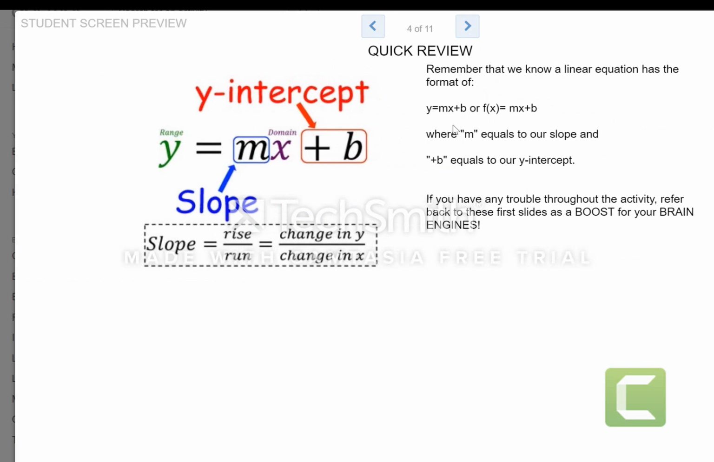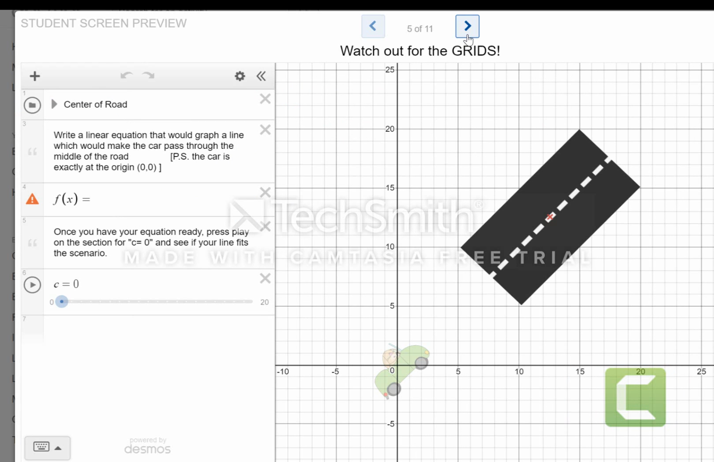And for the linear equation, I decided to include the form, instead of y equals mx plus b, the one that has f of x equals mx plus b, because this is the one actually used throughout the slides. So then in the fifth slide, this is the first one that actually has an interactive activity. In this case, they must create a linear equation that would make the car found at the origin pass through the middle of the road.